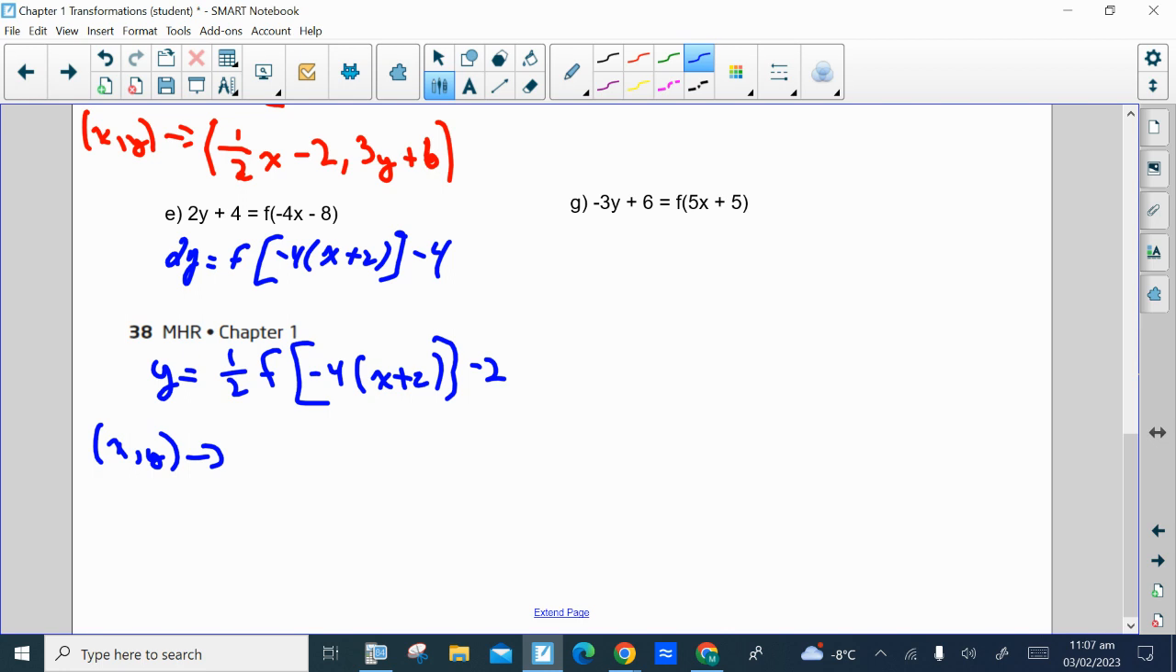The two inside parameters will affect the x. We have a b value of negative 4, which will reflect it over the y-axis and horizontally stretch by a quarter. All the x values get multiplied by negative a quarter and then decreased by 2. Our y values are multiplied by a half and also decreased by 2. So there's the mapping notation.